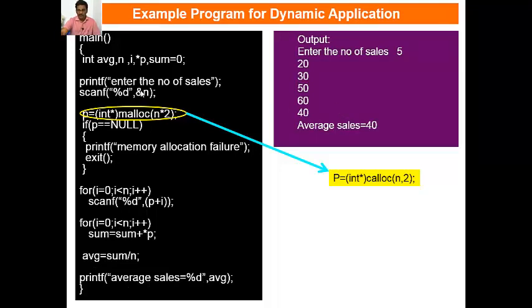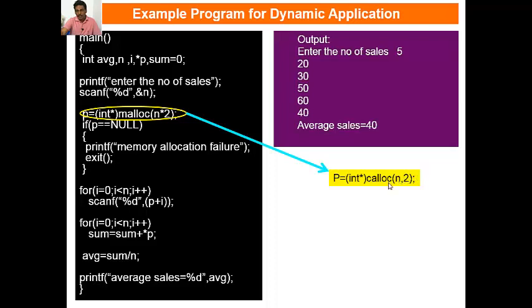If you put 20, it allocates 20 locations. If you put 50, it allocates 50 locations. So this is the dynamic memory allocation. We can change the statement by using calloc. This is also possible: p equal to (int *) calloc(n, 2).